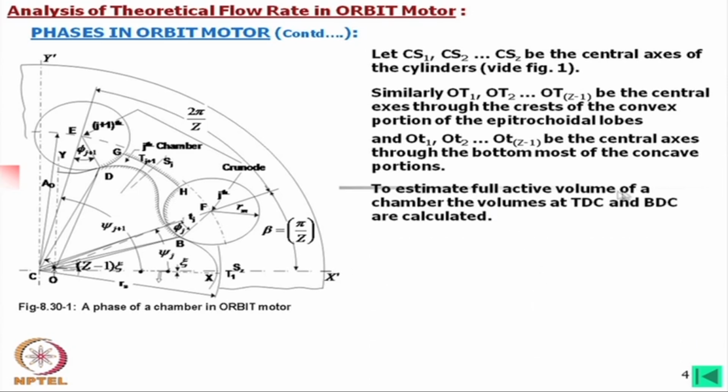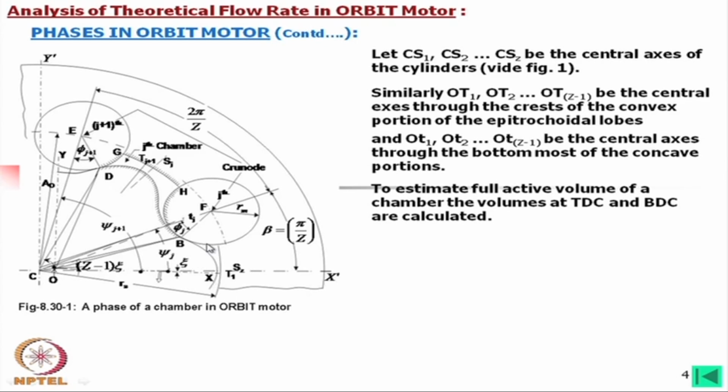To estimate the full active volume of a chamber, the volumes at top dead center and bottom dead center are calculated. Suppose we would like to find the volume expansion of a chamber; we calculate the volume at top dead center and bottom dead center. Top dead center means the piston is at the top. Whatever the volume at that condition is not the active, varying volume; it is a constant volume that will always be there.